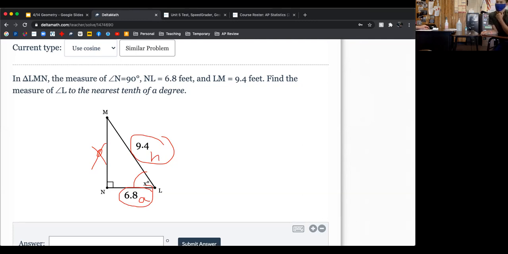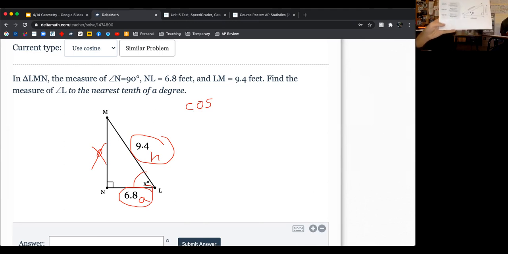Cosine. There it is. So remember cosine, and I want to point out that sine, cosine, and tangent are written as equations. I want you to always set them up just like that. So in this case, cosine equals adjacent over hypotenuse. I'll just write it on the screen now. Cosine of x equals adjacent over hypotenuse.